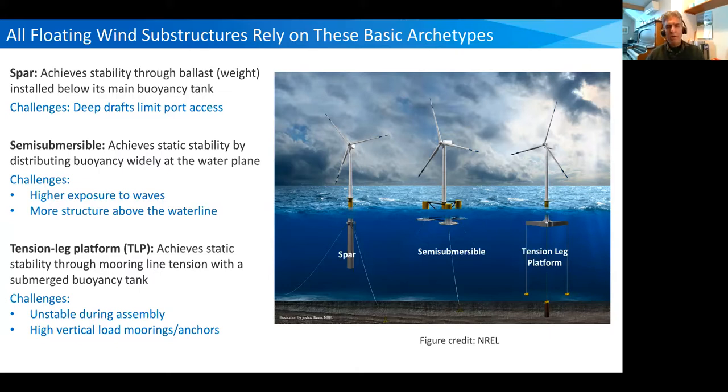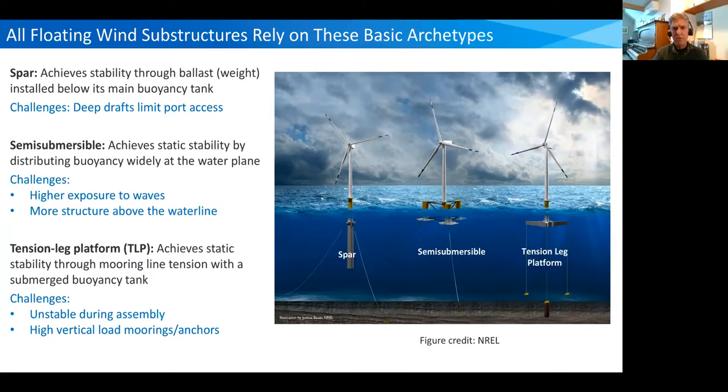So a spar, which is shown on the left, is a deep draft floating system. It's got buoyancy on the top and a lot of ballast on the bottom. And it's tethered with these slack catenary mooring lines. The challenge, though, is that the draft is very deep, and so it's difficult to tow these structures in and out of standard port facilities. And by deep, I mean 70 to 100 meters deep, too deep for most of the channels that exist today.